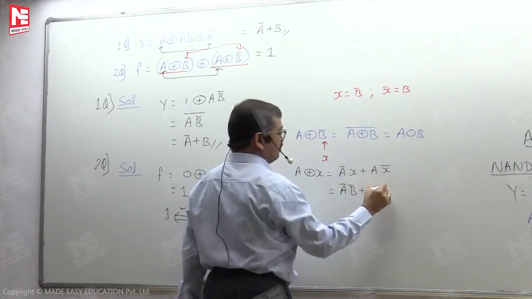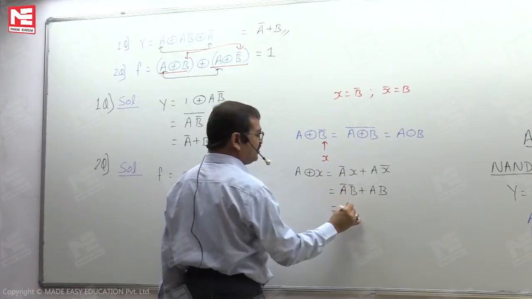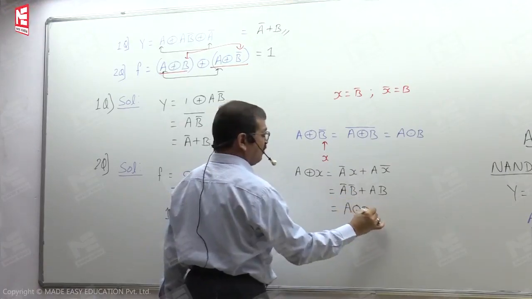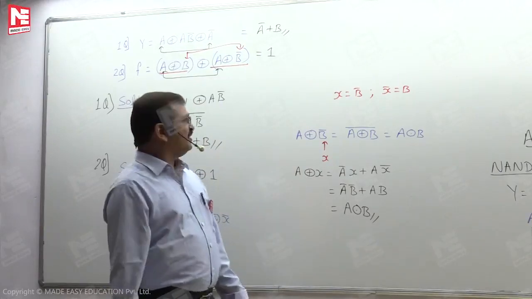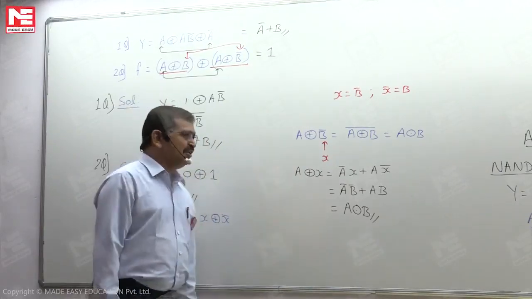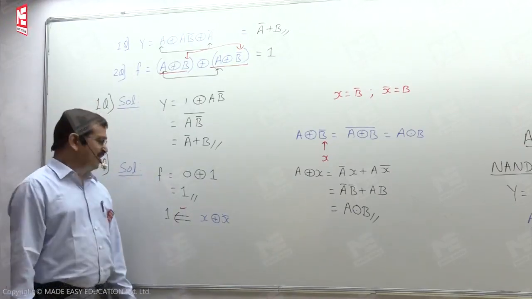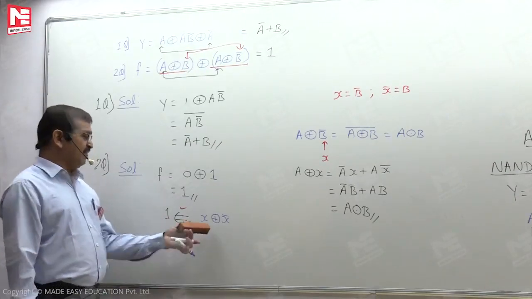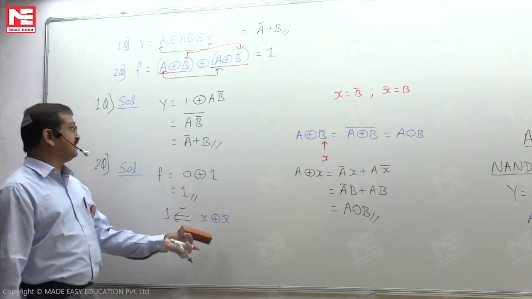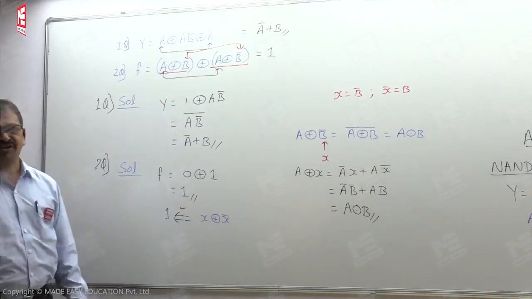X complement is B. As we are very much aware, this is A XNOR B. So the conclusion is A exclusive OR B bar is equal to A XNOR B. Once A exclusive OR B bar is equal to A XNOR B, such a relation is existing among these two terms, which is what we were expecting. Hence, the answer we mentioned is right.